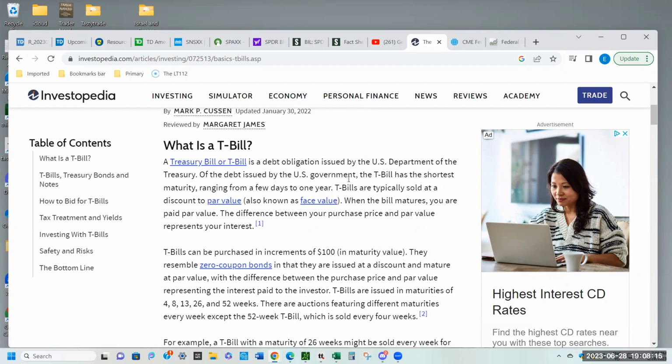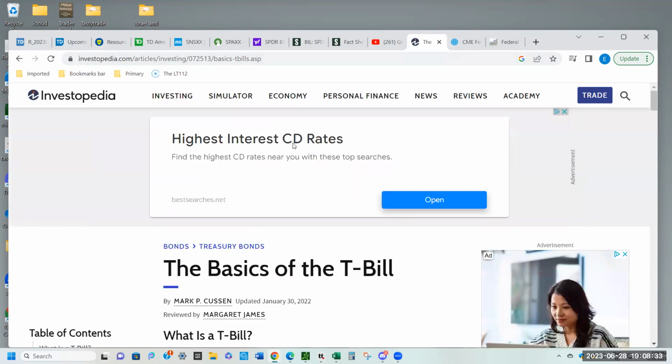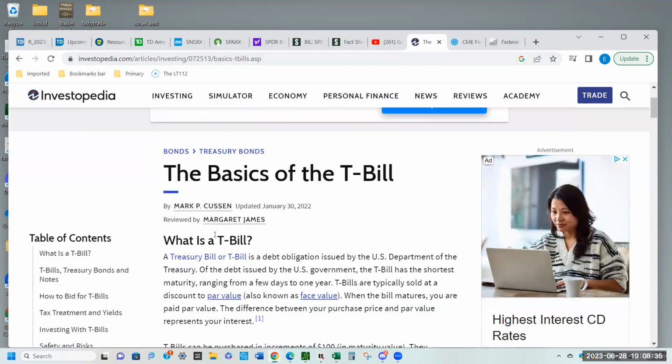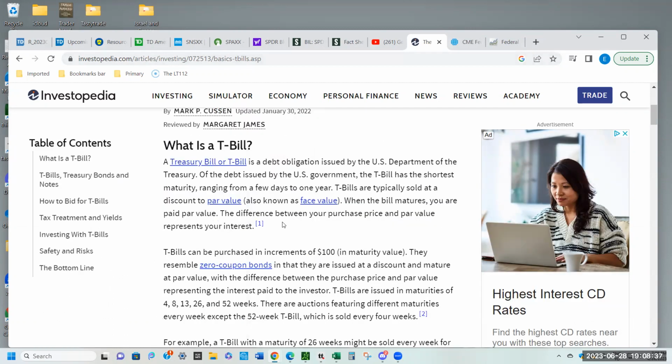A Tbill is an obligation of the U.S. government. They're short-term by definition. They're 52 weeks or less. And I'm blowing right through this. So anyone that has more interest, please go to those sites that I've referenced. Here you can go to Investopedia and just type in, what is a Tbill? And it'll bring this up.